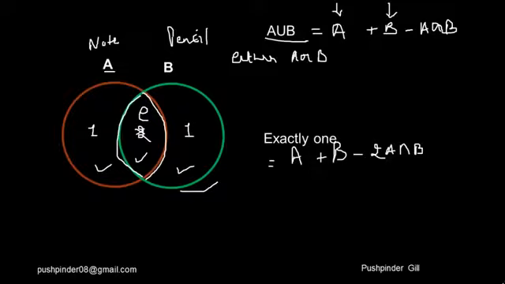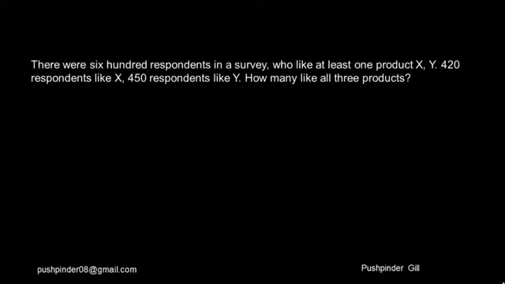Right? So I hope everyone understood. This is really easy. Fine. So if you want to calculate A and B, which is nothing but this area, that is A intersection B. Fine. So I hope everyone is understanding how to calculate all these things, right? So let's see this question.